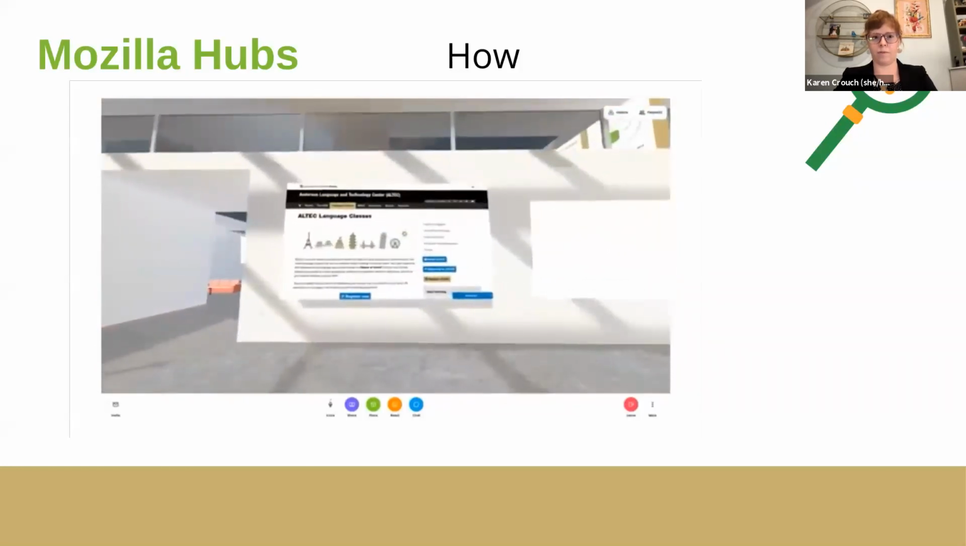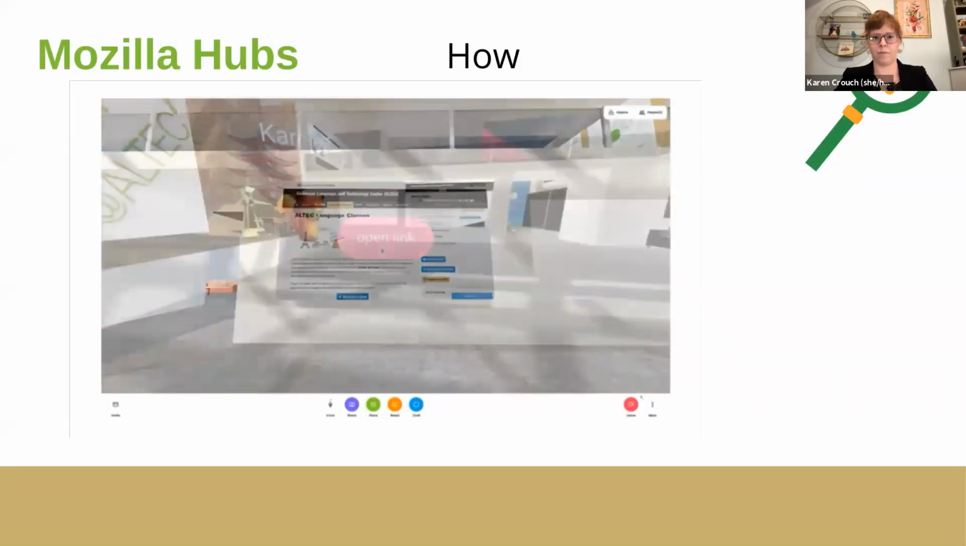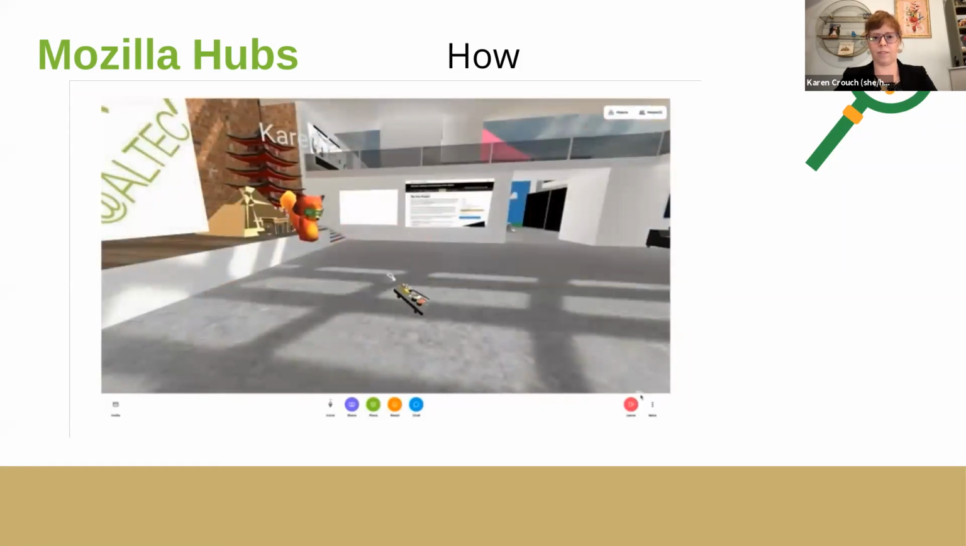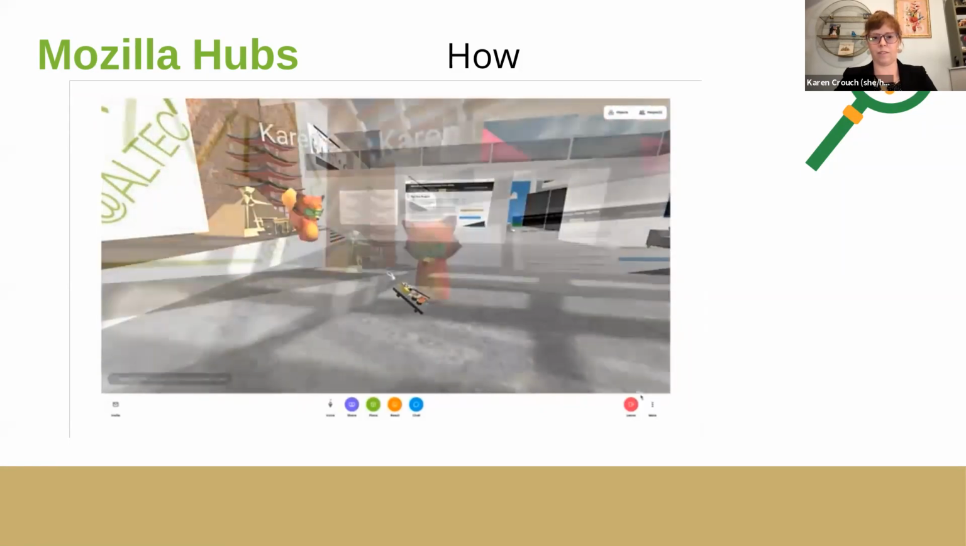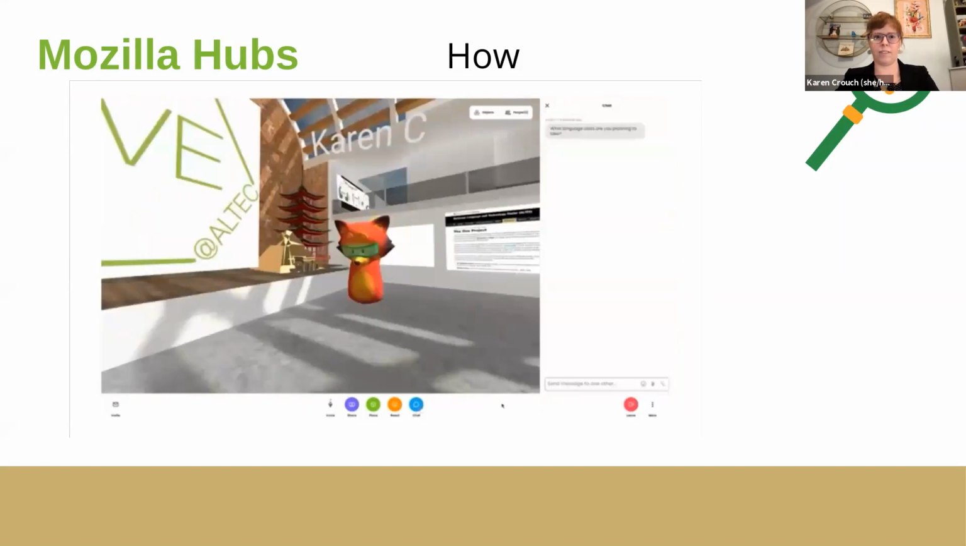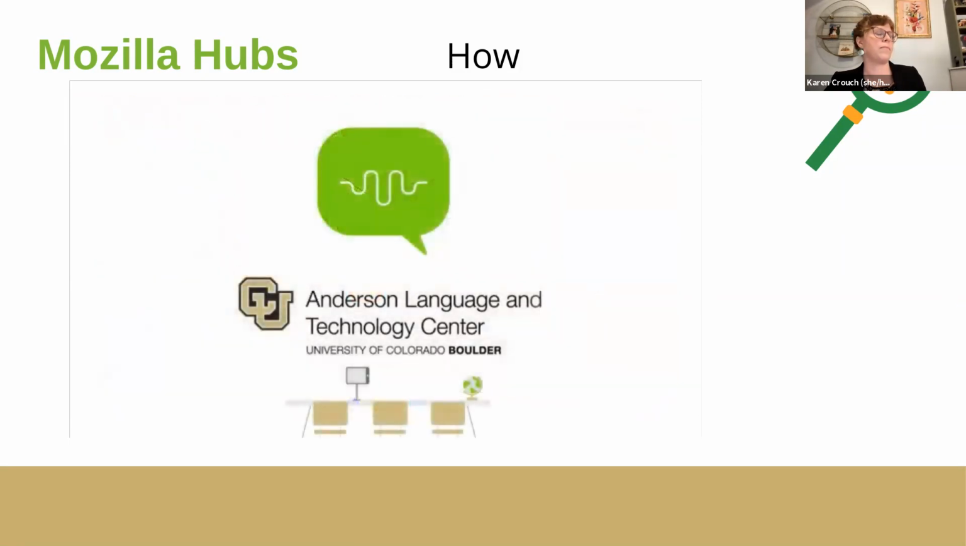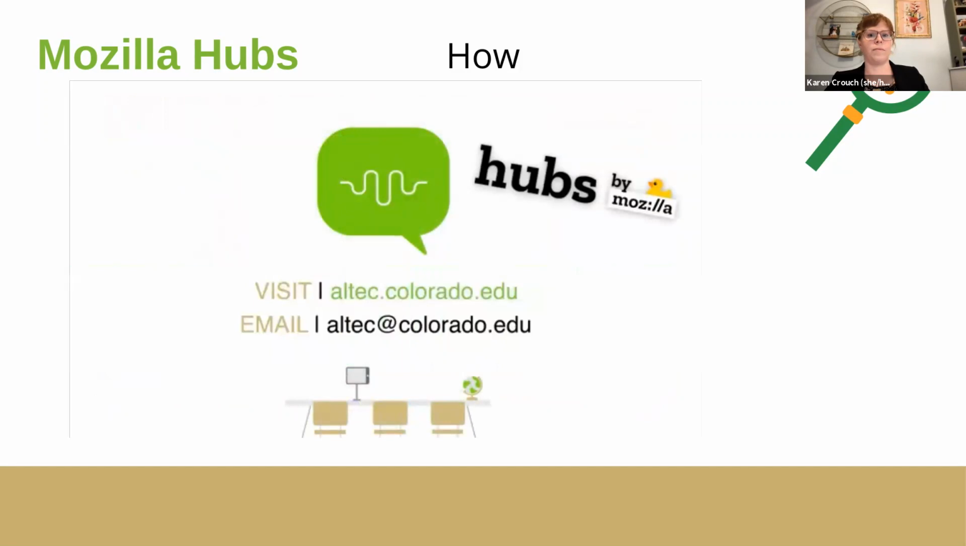Mozilla Hubs provides you with your own malleable room, which you can customize by placing your own 3D objects, images, and other media. This makes Hubs great for anyone who wants to connect with others remotely in a shared virtual space. We hope to see you here on Mozilla Hubs at COLTT's Virtual Hive. In order to find the room, check out altech.colorado.edu under the Hive tab. See you soon.